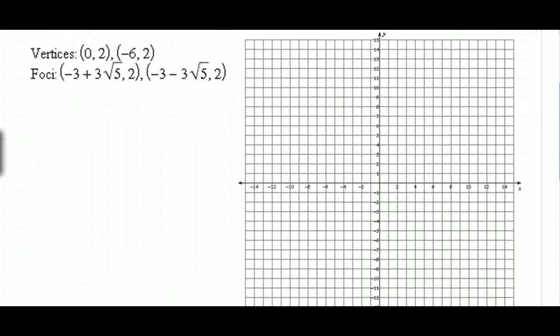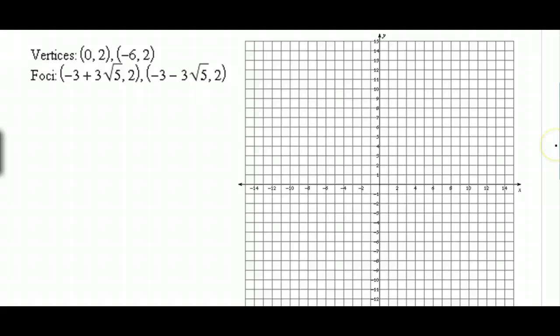Given the vertices, we're going to be able to find the center, and we're also going to be able to find A, and we're also going to be able to determine whether it's horizontal or vertical. And then given the foci, we're going to be able to find the value of C. And if I have A and C, then I'll be able to find B. So let's start by graphing my vertices.